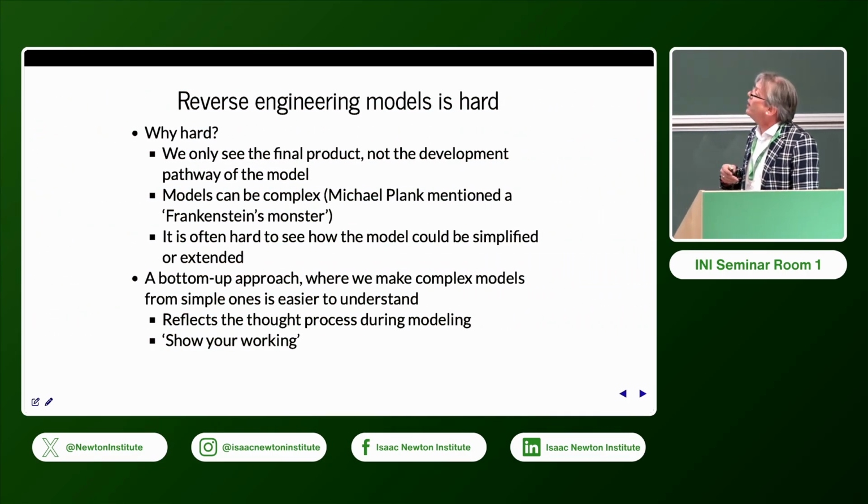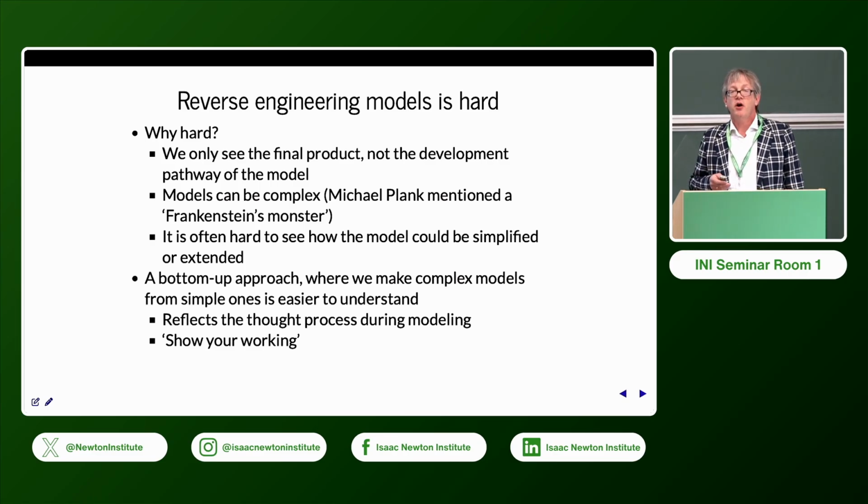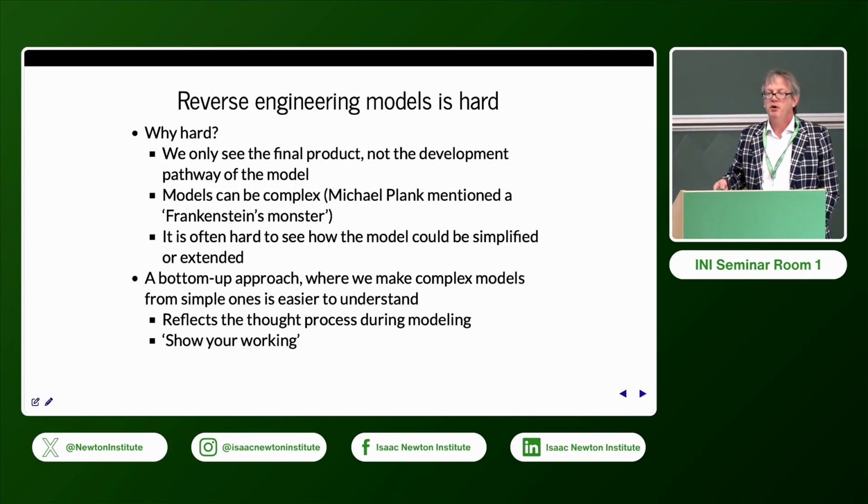So reverse engineering models is hard. And it's hard because we often only see the final product. Because in open science, you just have to be able to reproduce the results, and you can do that with a black box. Models can be complex. Michael Planck referred to his own model as Frankenstein's monster because it sort of grew up over time and got lots of compartments and so on.